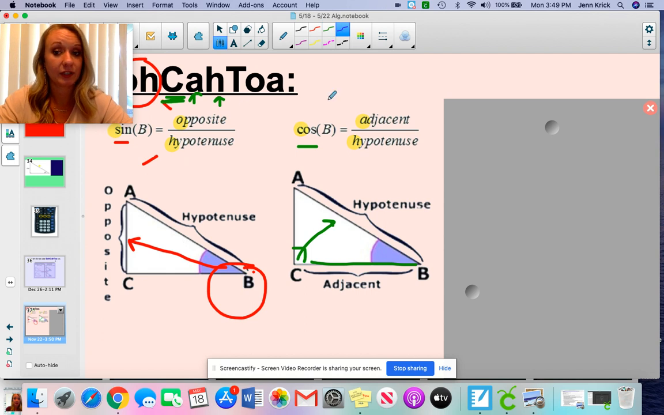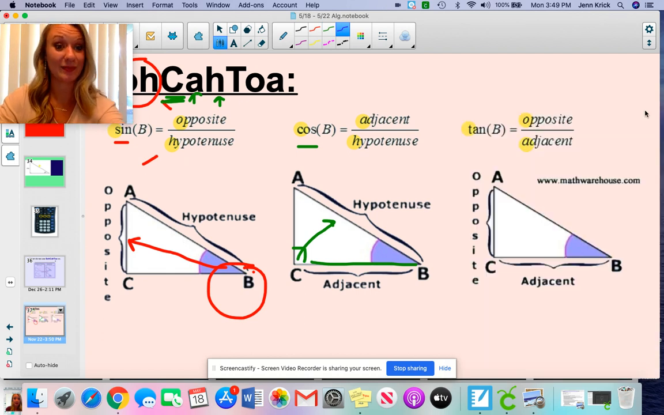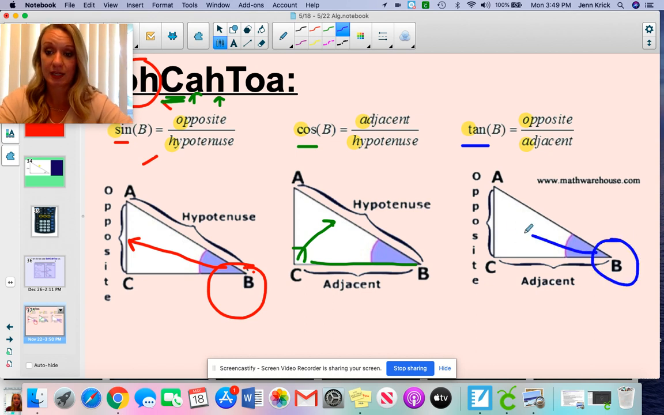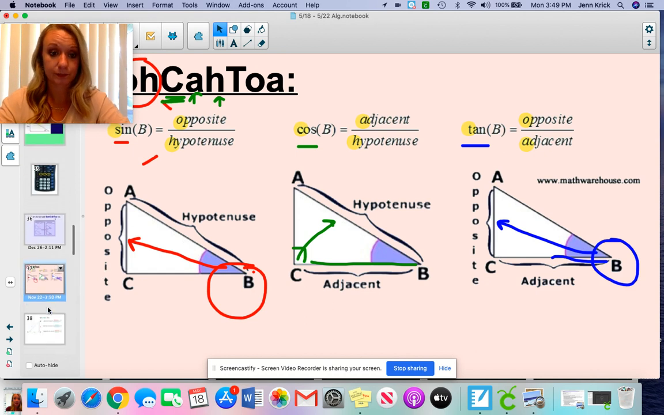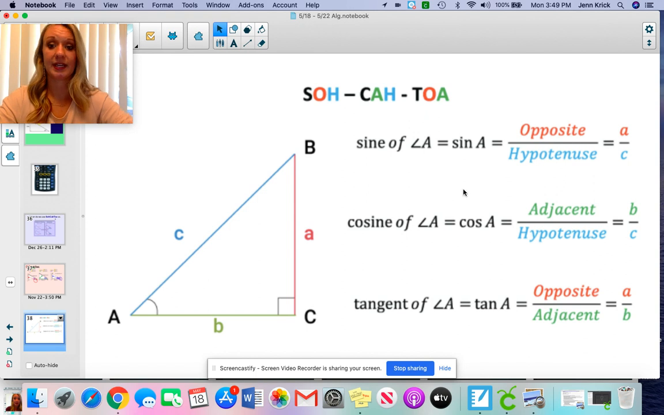Then the last function in your acronym is TOA, which is tangent. Because it's OA, it's going to be opposite over adjacent. So if I'm looking again at angle B, here's my opposite side over my adjacent. Here's the first one you might want to take a picture of. If this didn't resonate as much with you, I'm going to show you a different diagram to help you out. All right, so here it is again.